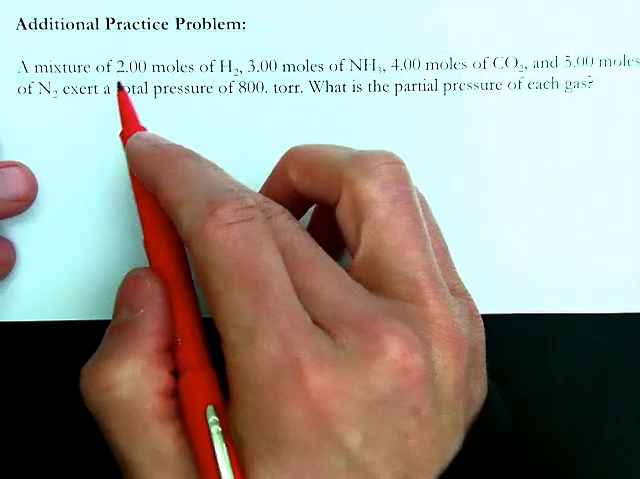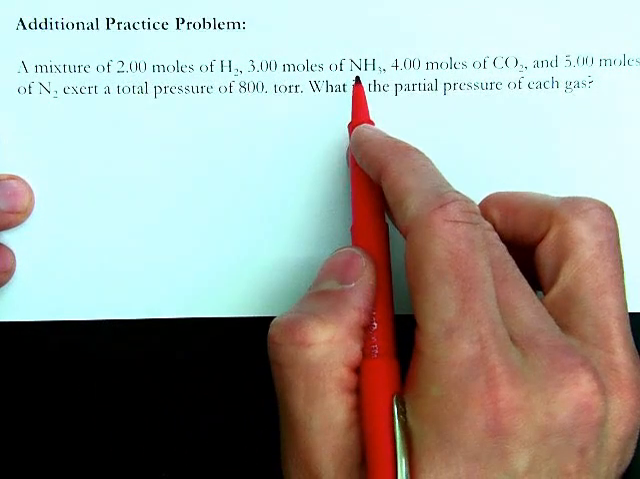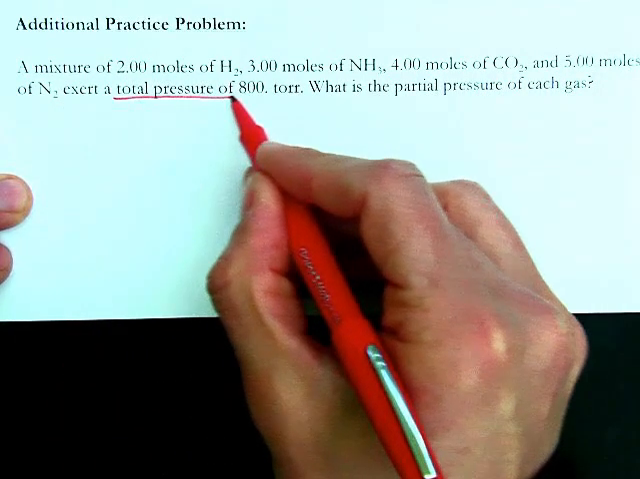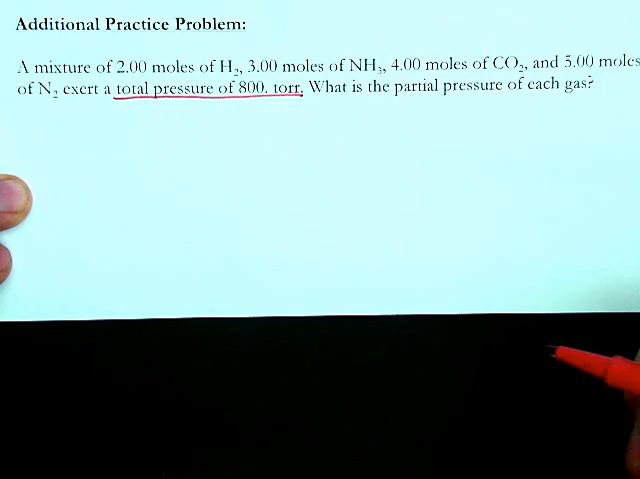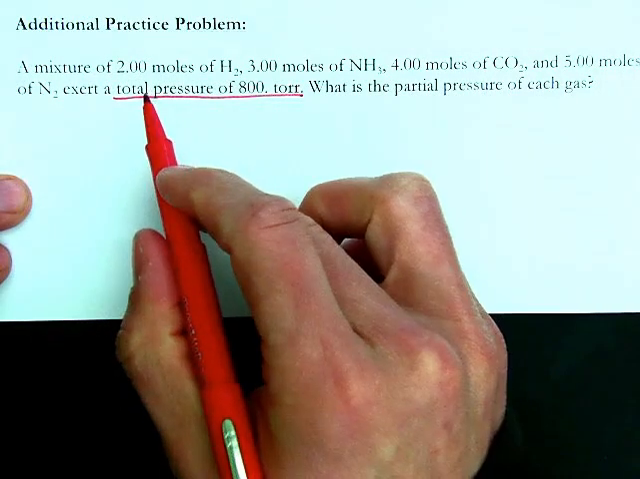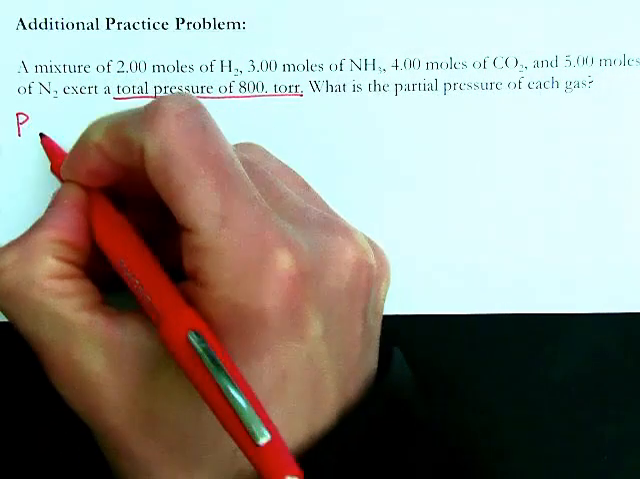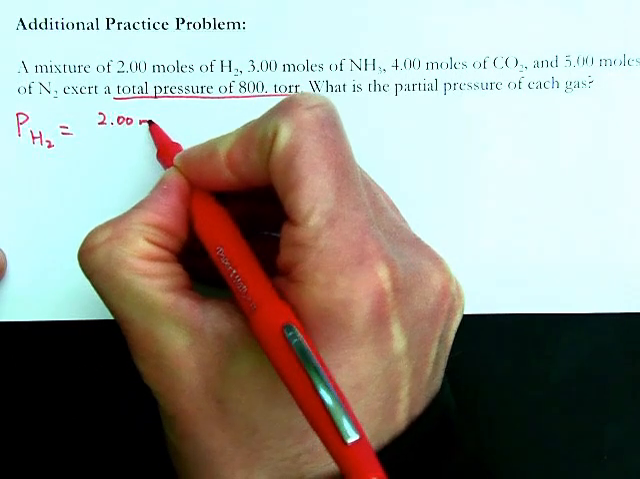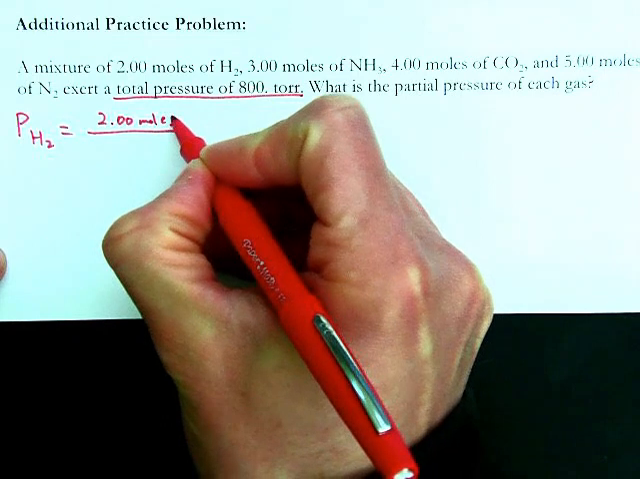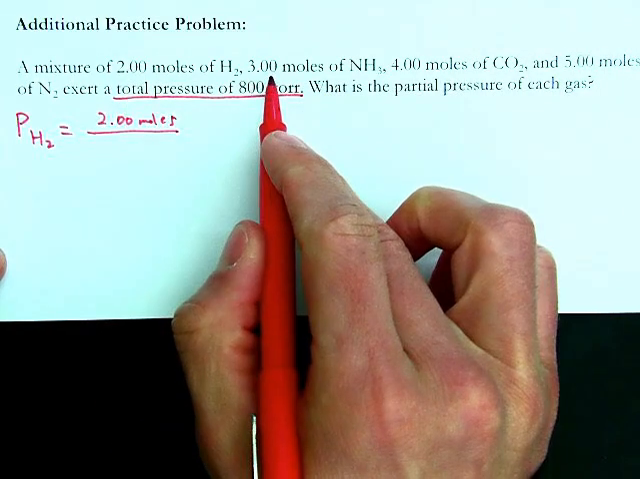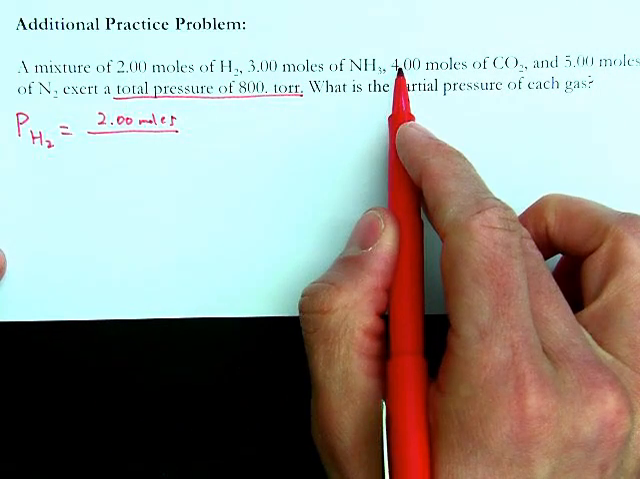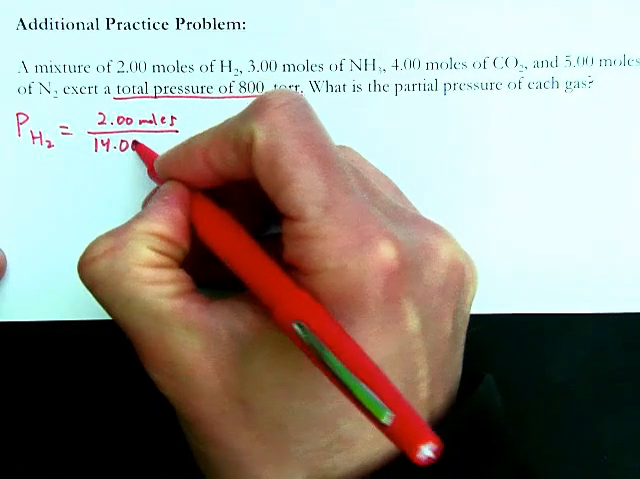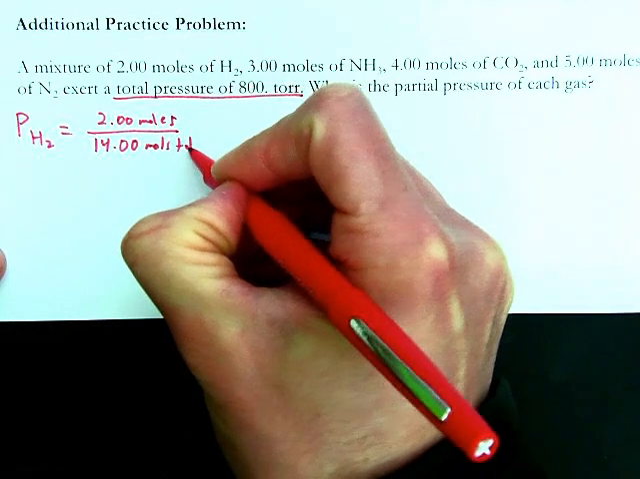It says a mixture of 2 moles of hydrogen, 3 moles of ammonia, 4 moles of carbon dioxide, and 5 moles of N2 exert a total pressure of 800 torr. What's the partial pressure of each gas? So if I wanted to know the pressure of H2, how many moles do we have total? 2 plus 3 is 5, plus 4 is 9, plus 5 is 14 moles total.